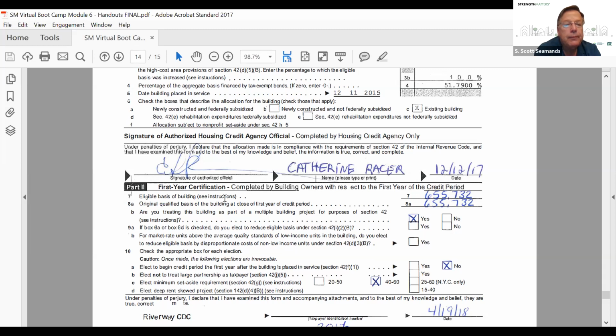Then there's an election. There are some elections here. Are you electing to begin the credit period the first year after the building is placed in service? No. In this case, we're electing to take the credits in the year that it is placed in service. And it's a 40-60. In the first couple of weeks, we talked about the 20-50: 20% of the units are rented to families at or below 50% of area median income. In this case, the option was at least 40% of the units are rented to families at or below 60% of area median income. So you have to pick one or the other of these two methods.